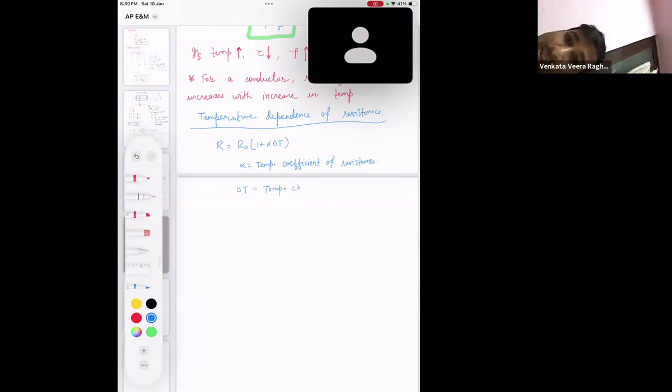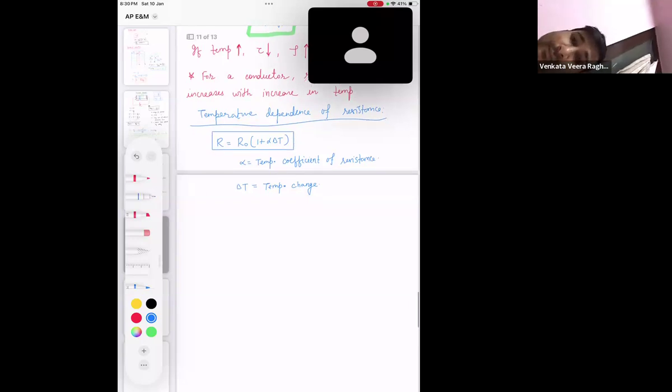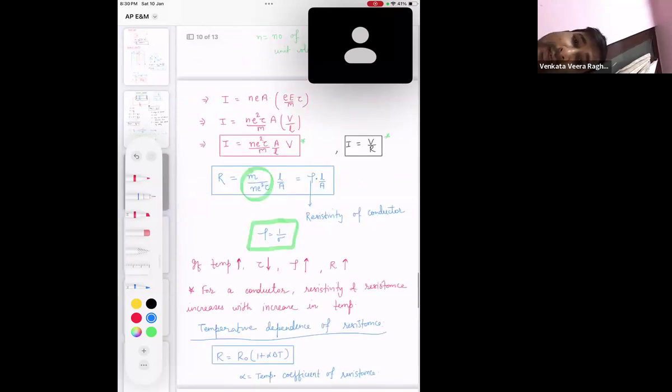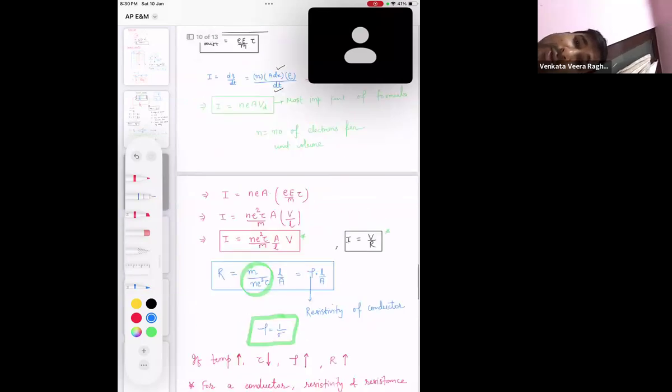How much you change the temperature matters: the more you increase the temperature of the conductor, the more resistance it will show. Its resistance will increase with the temperature. So this is the temperature dependence of resistance. Clear? This is what we have defined so far. Now we are going to define a few more things.